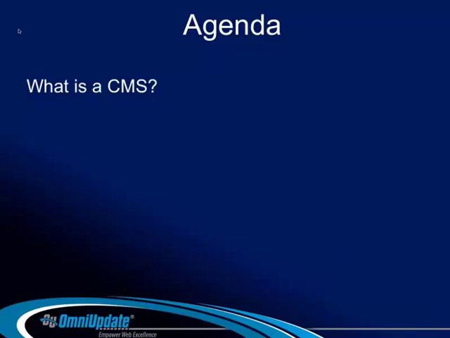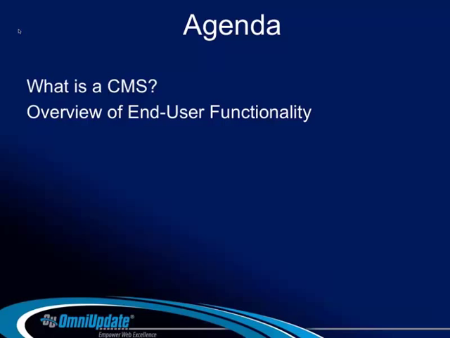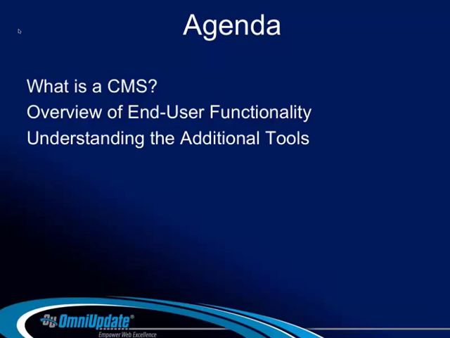I want to first talk a little bit about what is a CMS. OU Campus is a CMS, and I want to talk about some of the features in OU Campus specifically. I'm going to talk about end user functionality, including the interface, and how the interface looks to an end user with publishing rights versus an end user who has to submit for approval. Talk a little bit about some of the additional tools and features available to you as you're editing your content and working inside of OU Campus.